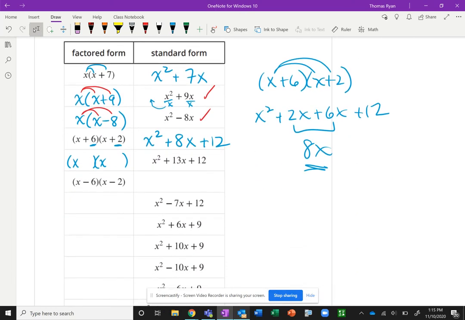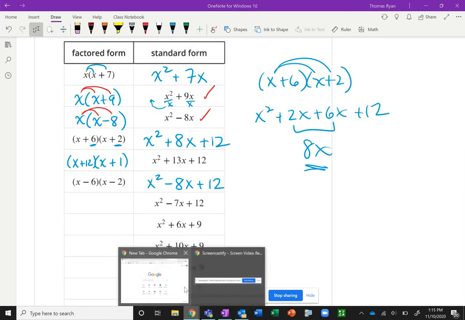So if I think of the numbers that multiply to 12, we've got to start thinking of factors. Well, 1 and 12, 2 and 6, 3 and 4. What are the only ones that can combine to give you 13? Well, it's got to be 12 and 1. So a 12 and a 1, and they need to add to positive 13. Okay, we're good at going from factor to standard. So that's x squared minus 8x plus 12 because two negatives make a positive.